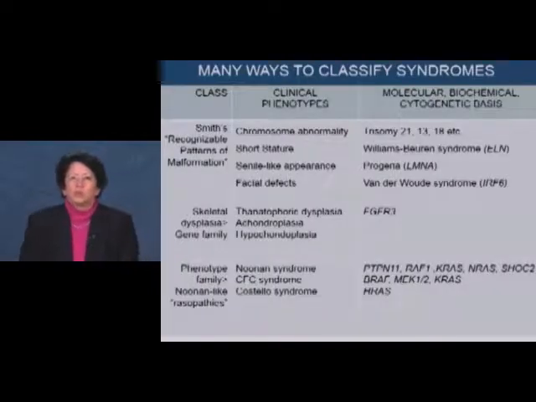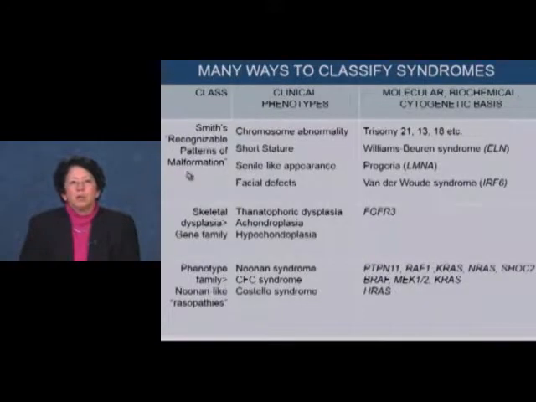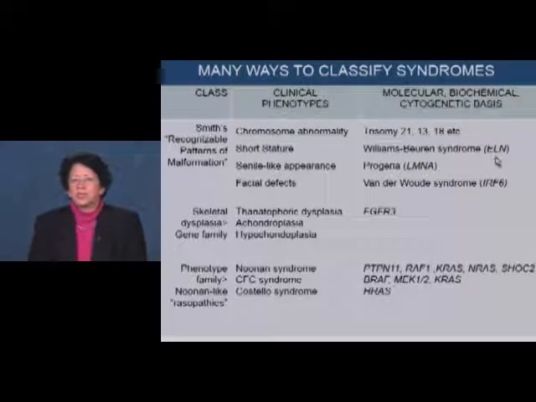Now, one way to approach this talk is to take a step back and think, how do you classify all these different syndromes? The top row shows a familiar way, which is in the Smith's book of recognizable patterns. These are familiar clinical descriptions: chromosome abnormality syndromes, such as trisomy 21, 13, and 18, short stature syndromes, Williams syndrome, senile-like appearance, progeria, facial defects. And in parentheses, in italics, are the genes: elastin, lamin A, IRF6.